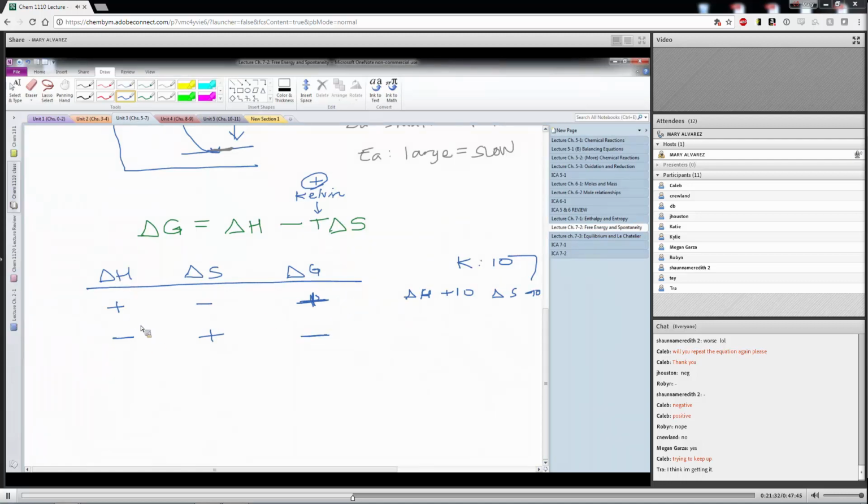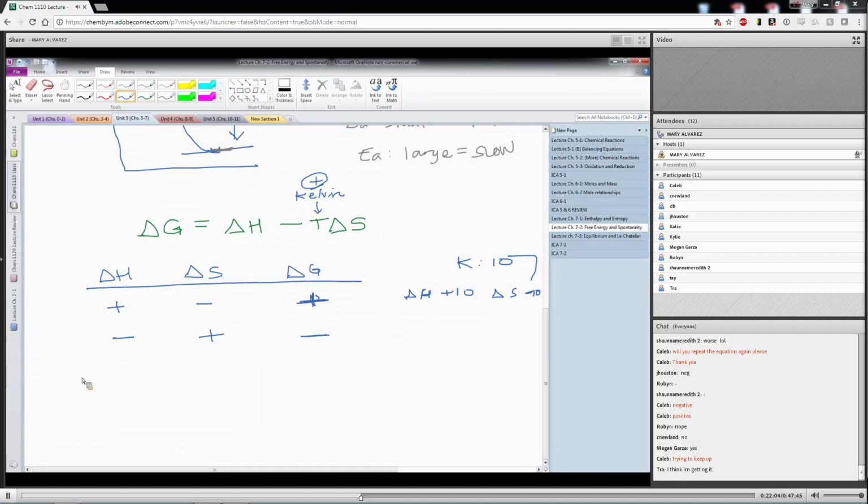Again, if delta H is negative, I start with a negative value and I subtract a positive times a positive, because delta S is positive. Positive times a positive is positive. So if I'm subtracting a positive, I'm becoming more negative. So I start out negative and I become more negative as I subtract T delta S. Delta G then must be negative by definition, just by the way that relationship stands.